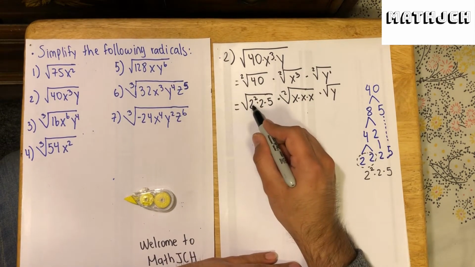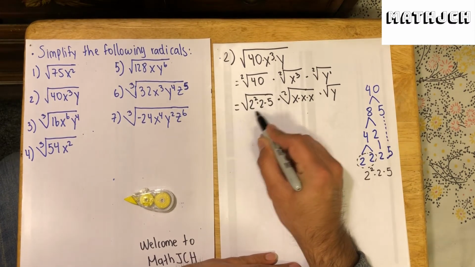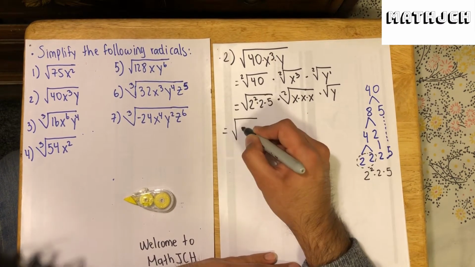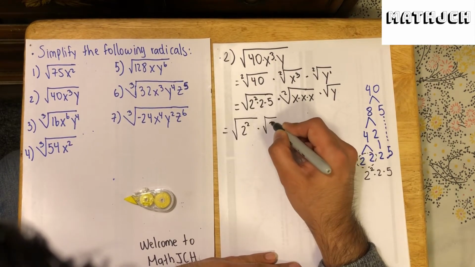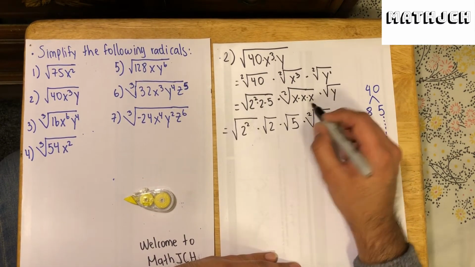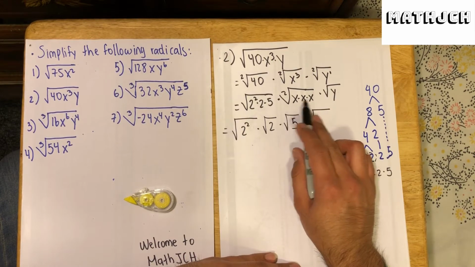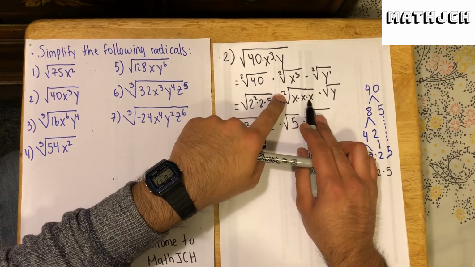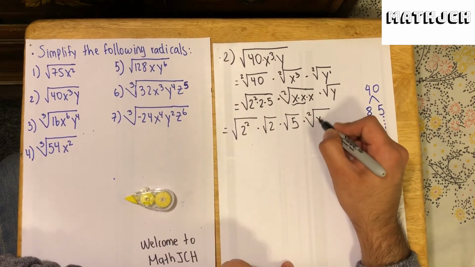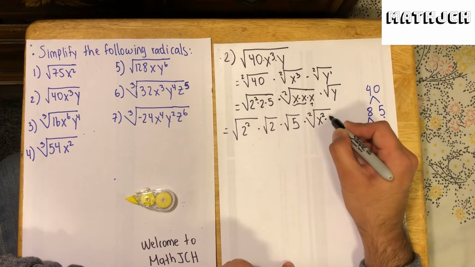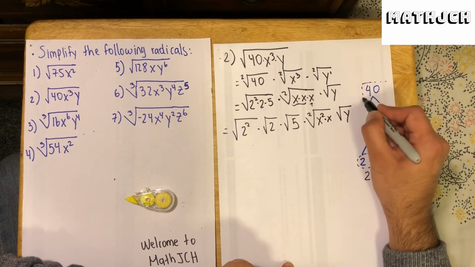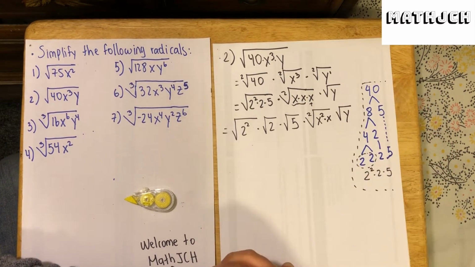Now notice here, I have 2 power 2 times 2 times 5. I could separate them into each one having its own root. So I'm going to have the root of 2 power 2, times the root of 2, times the root of 5, and then let me bring the rest. Now, in here, I have x times x times x, and my index is 2. So I could take a pair of x times x and rewrite it as x power 2, and then I'm left with an extra x there. And bring down the y here.